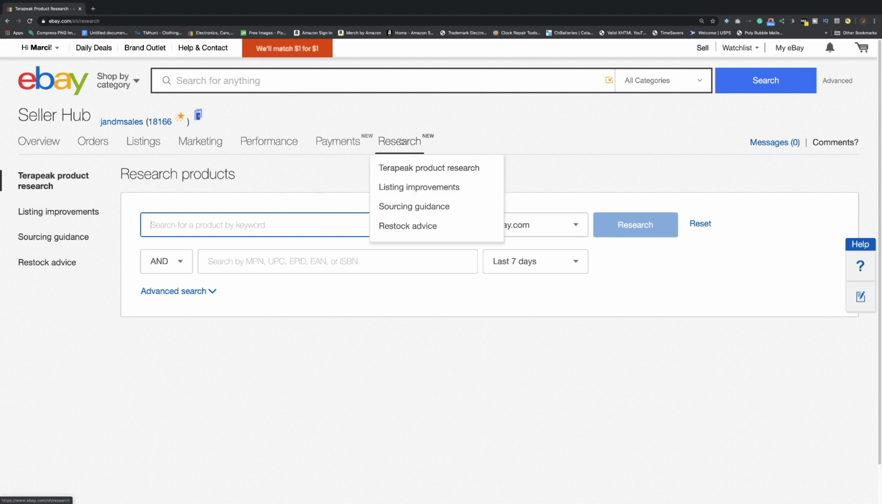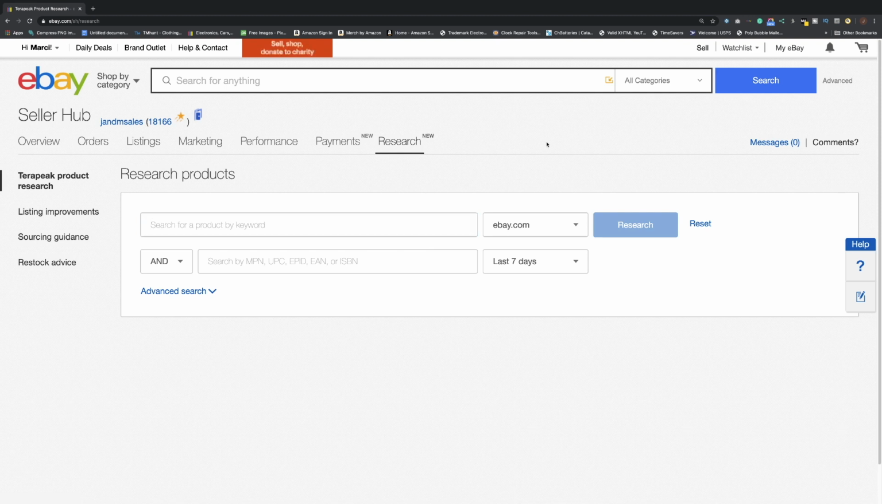Okay, so Terapeak, we're going to get a little bit more in depth. I'm going to show you how to use the advanced features, and we're just going to get into the whole project on how to use Terapeak. I think you're going to like it. If you sell on eBay and you want to find some products to sell and make some money, and get a really good snapshot of how things are going, I think this is a really valuable tool. So let's get into this video.